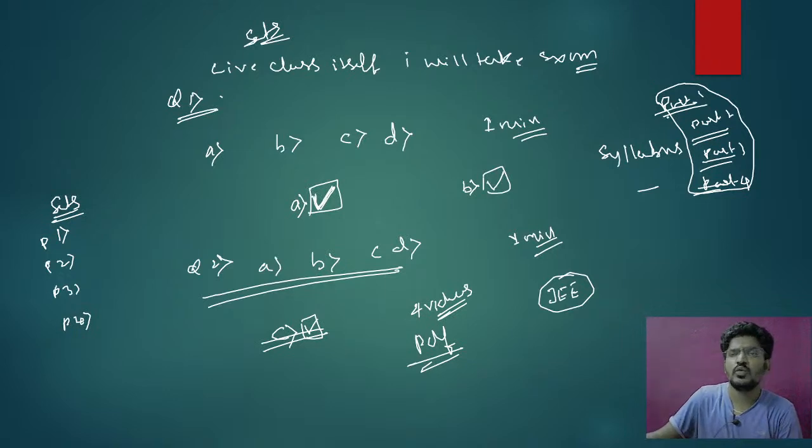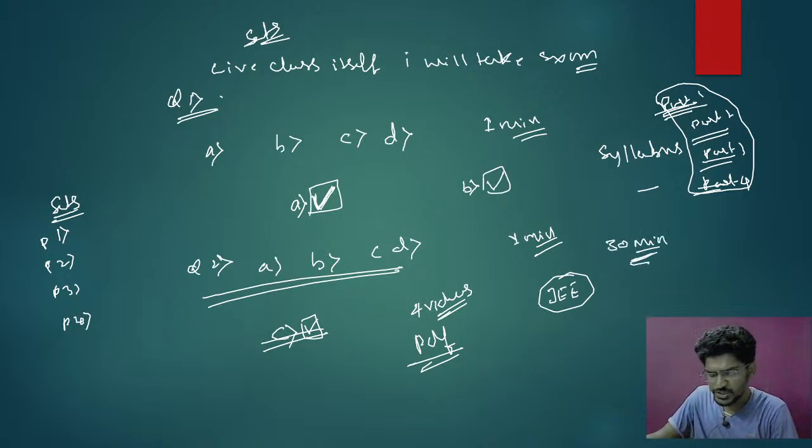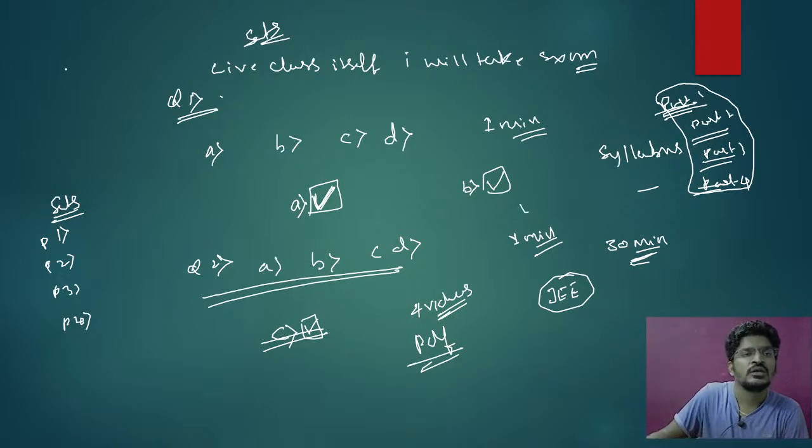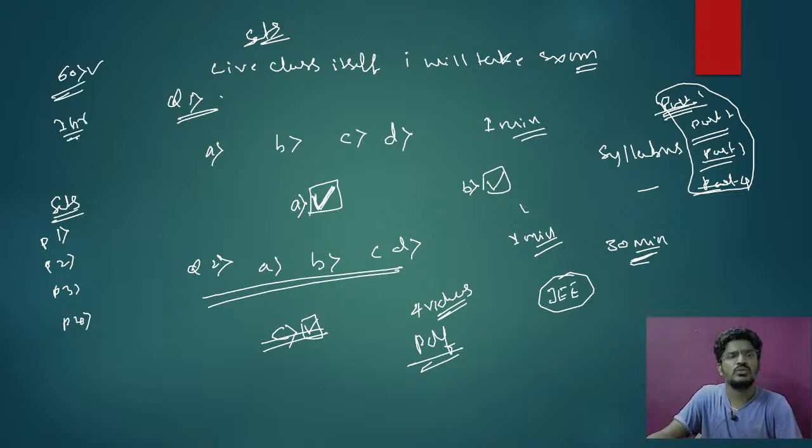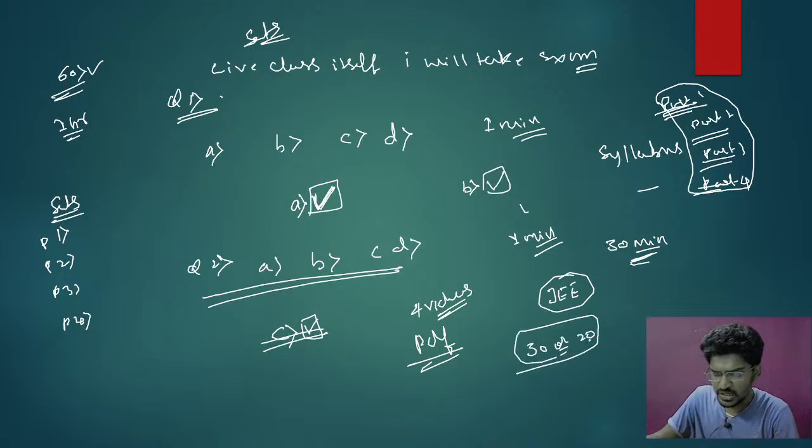So each minute 1 question, and I will make a minimum of 30. Let us see what happens tomorrow. We could take 60 questions, but it will take 1 hour of time, more than 1 hour. So that's why I will take only 30 or 20 questions.